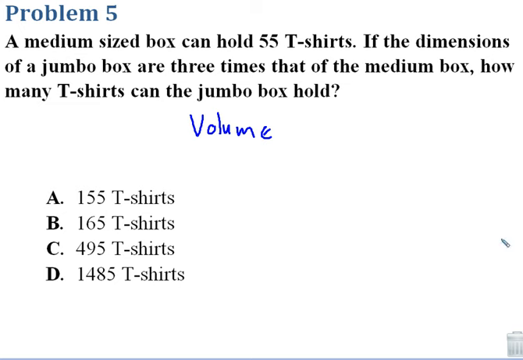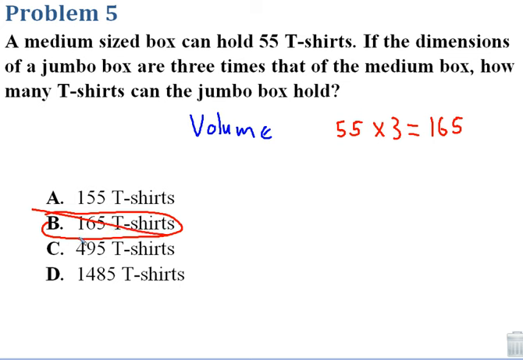Okay, and again, we saw this with our area section. It'd be tempting just to take the 55, okay, times 3 for the 3 times the size dimensions. That gives us 165 t-shirts. Okay, again, like I said, it'd be tempting to do that. That's actually not the answer for this one. It's actually not that simple.